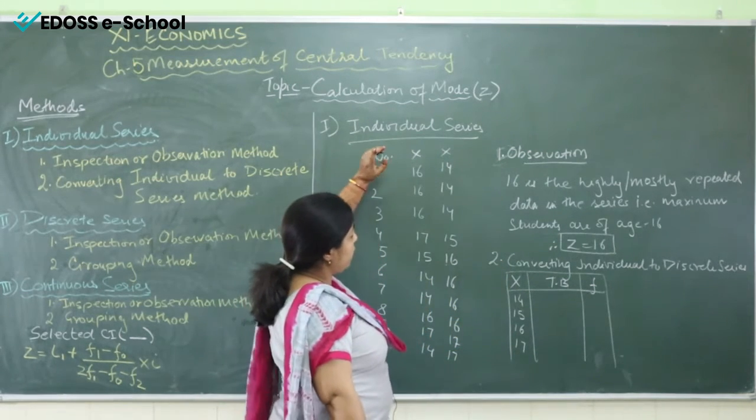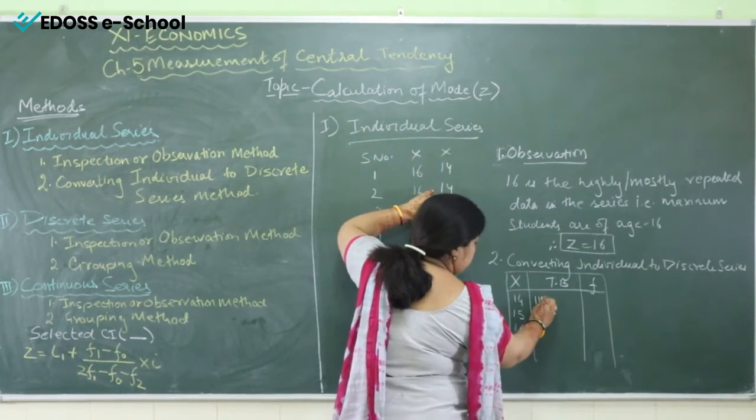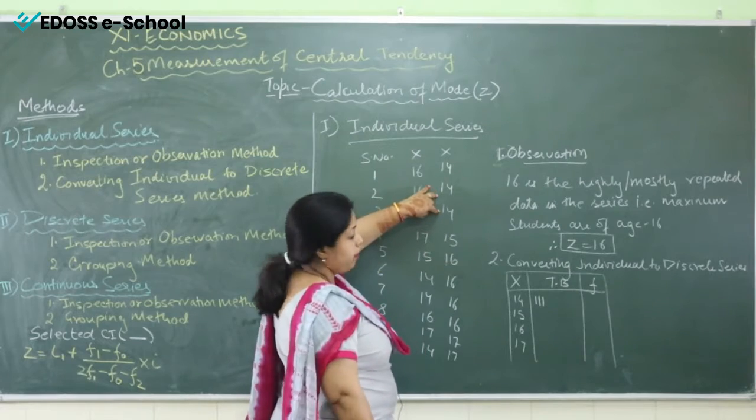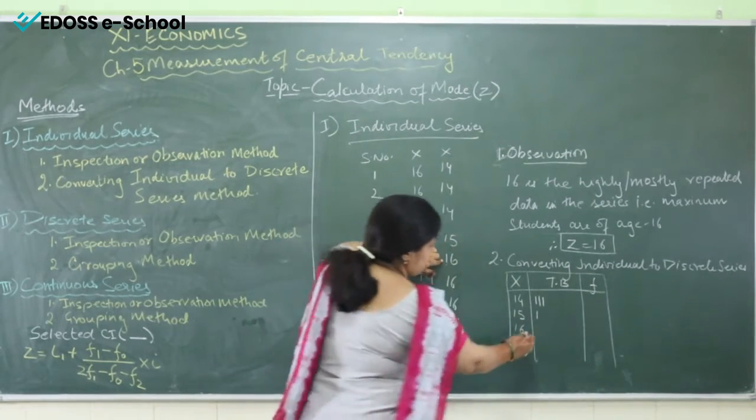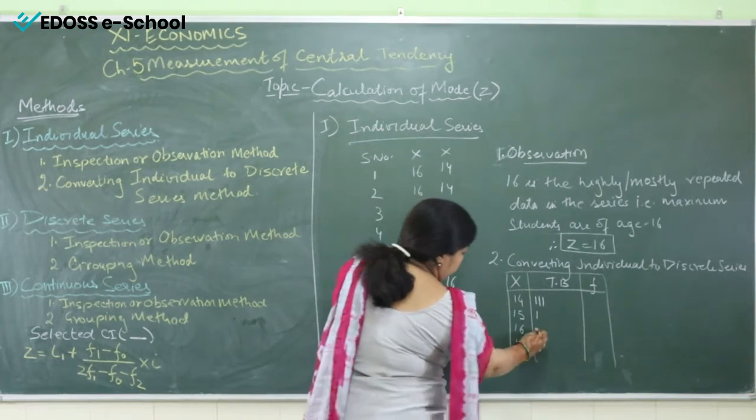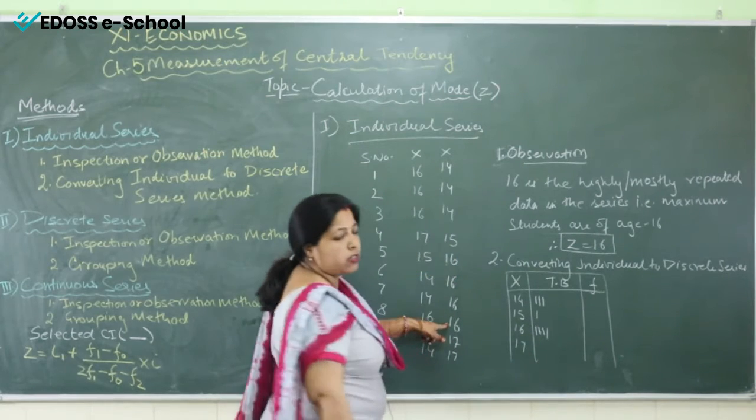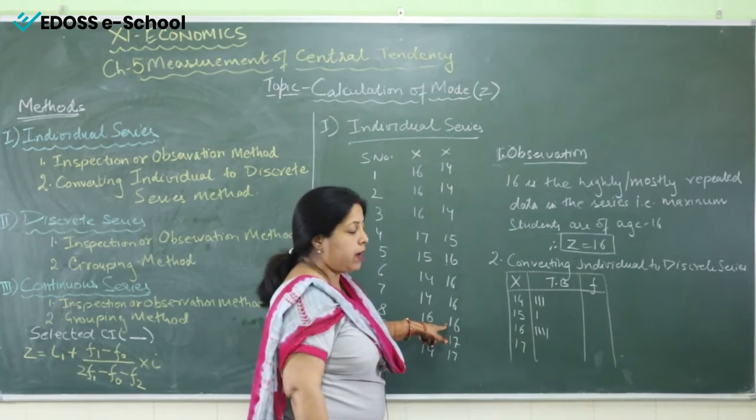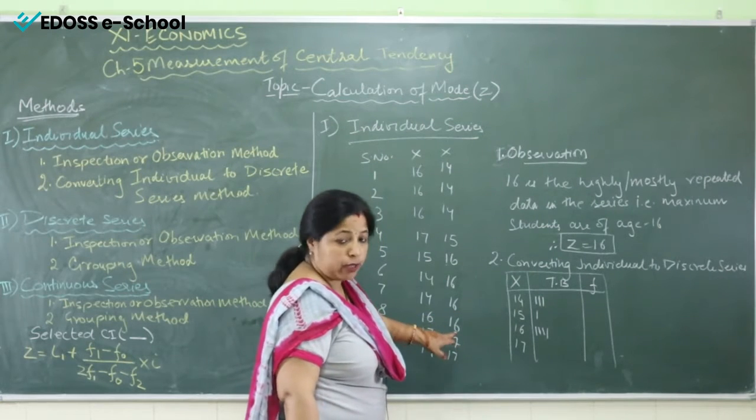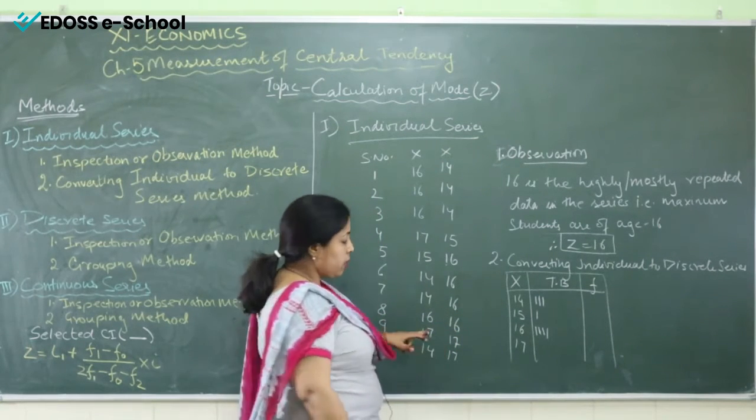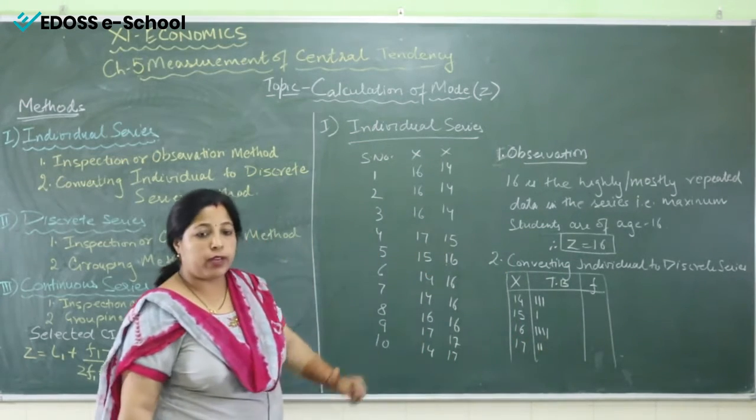Now see how tally bars. See, 14 is 3 times. So we are going to write 3 bars here. 15 is how many times? 1 time. 16 is 1, 2, 3, 4 times. So we will make 4 bars here. You know there is a group of 5 bars while making the tally bar, by using the tally bar method. And here 16 is 4 times. Then comes 17 and 17 is 2 times. So I am making 2 bars for these 17.